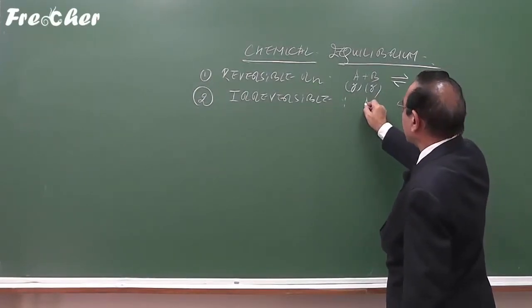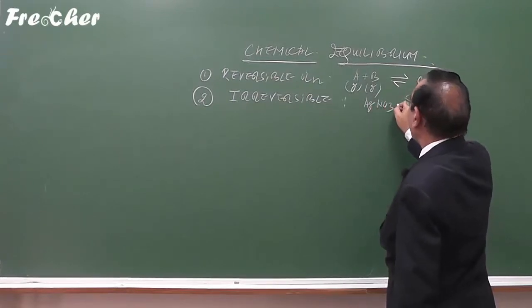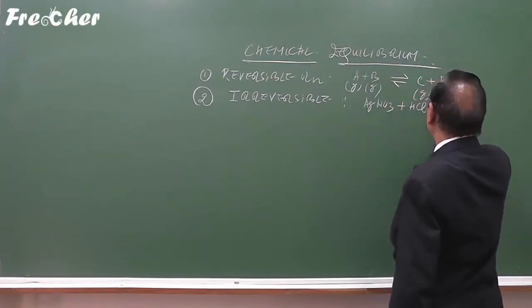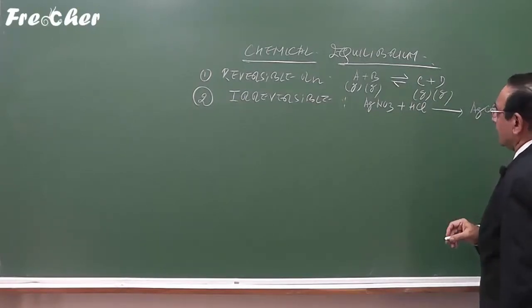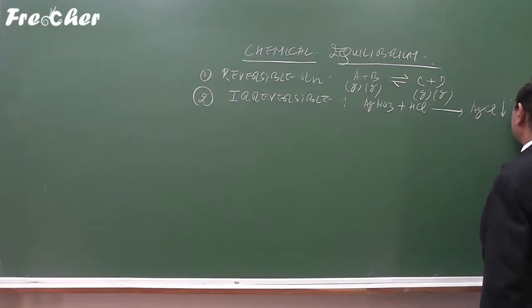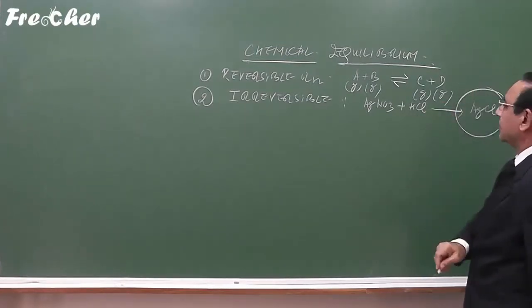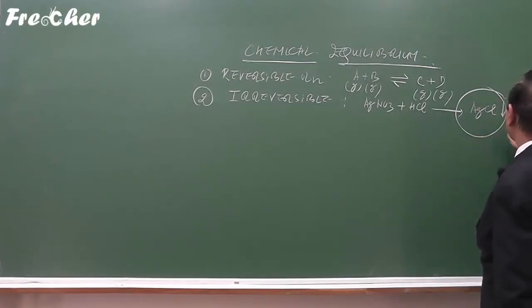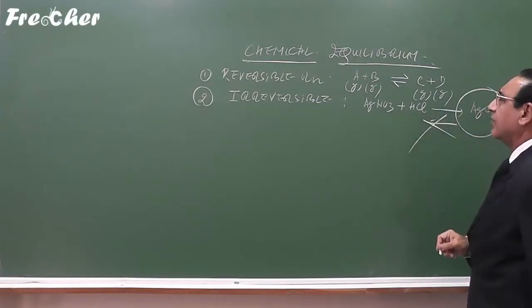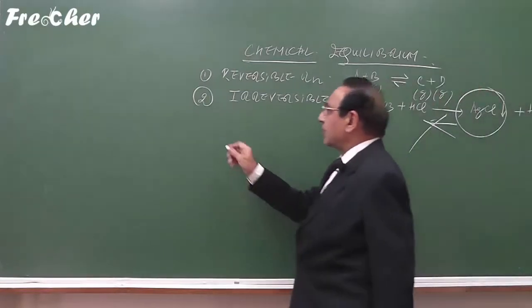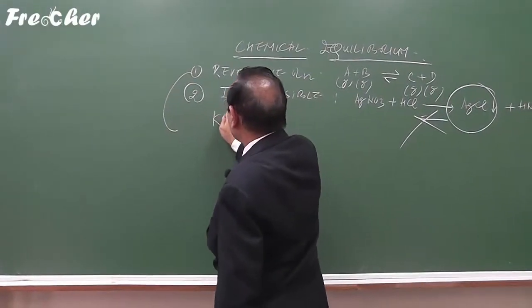Just like I write silver nitrate added to HCl. A precipitate of silver chloride has formed. Now this silver chloride has come out of the reaction and we have got HNO3 in solution. Now since this silver chloride has gone out of the reaction, there is no possibility that silver chloride will combine with HNO3 to give back reactant. So the reaction is irreversible.